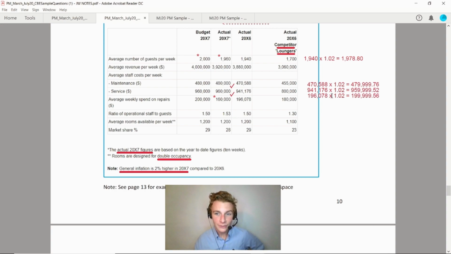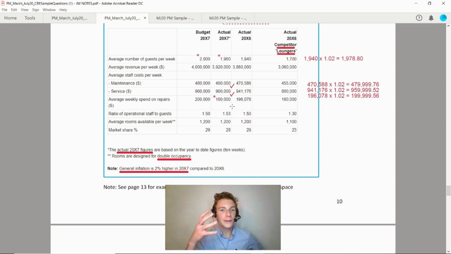But coming on to these ones here, the 470,588. Again, I'm taking the 2006 figures as we were instructed, multiplying it by that 2%, and look at this. The actual figures for 2007, it matched, so my 479,999.76 is pretty much bang on to the 2007. Same for the service cost. However, look at the star on there.